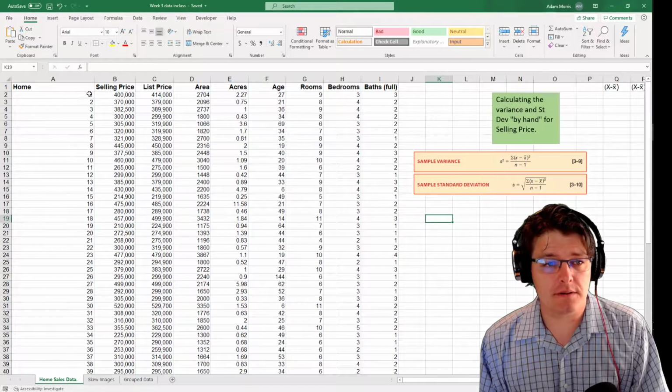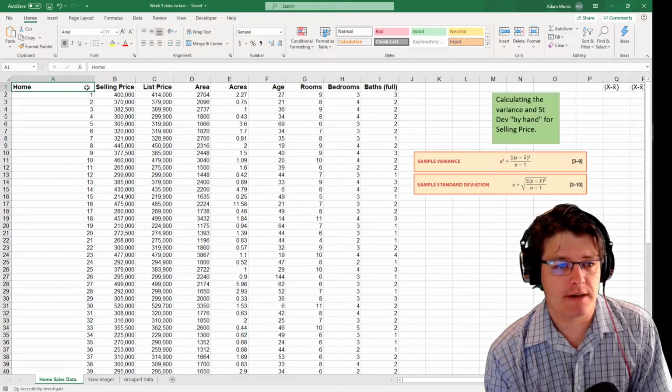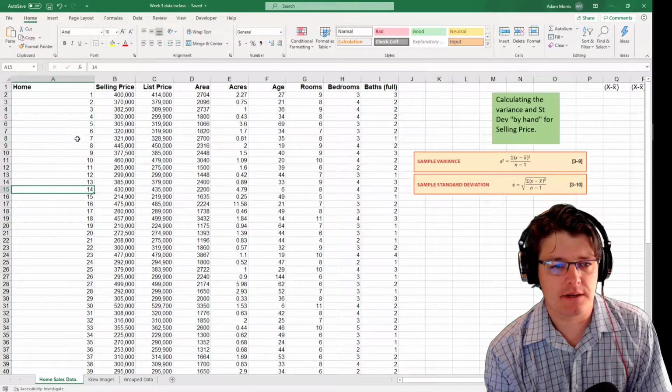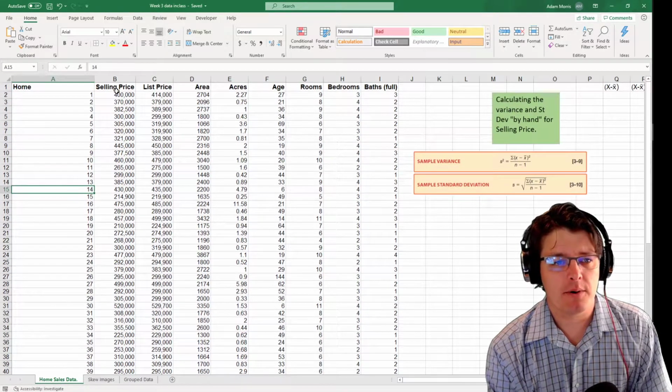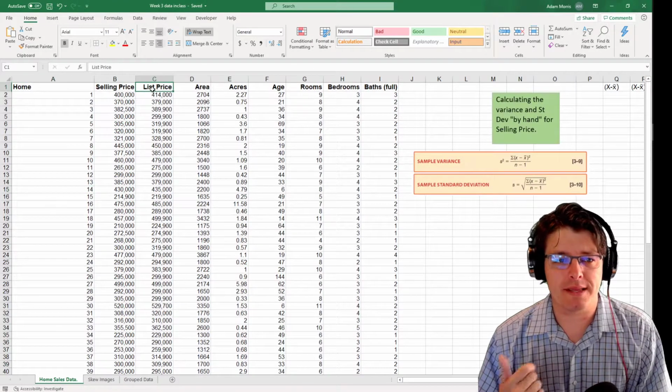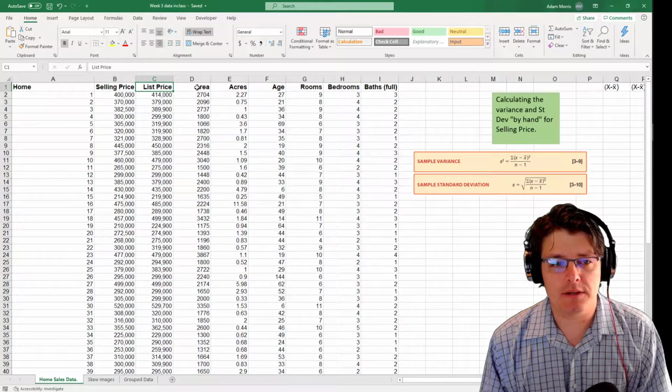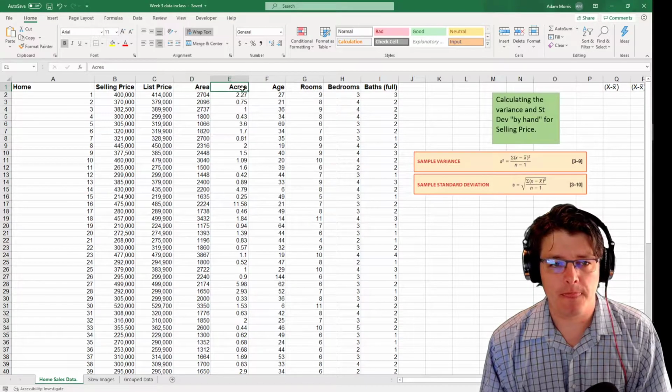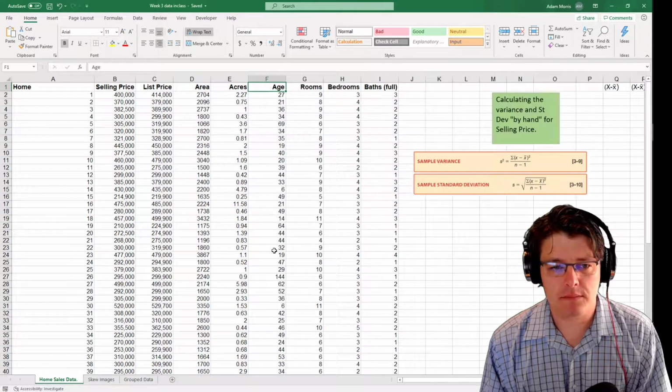We have, in our data set here, I've just listed them so we have some way to count them up, but we have what price it sold for, what they listed for, the square footage, the lot size, how old the home is.